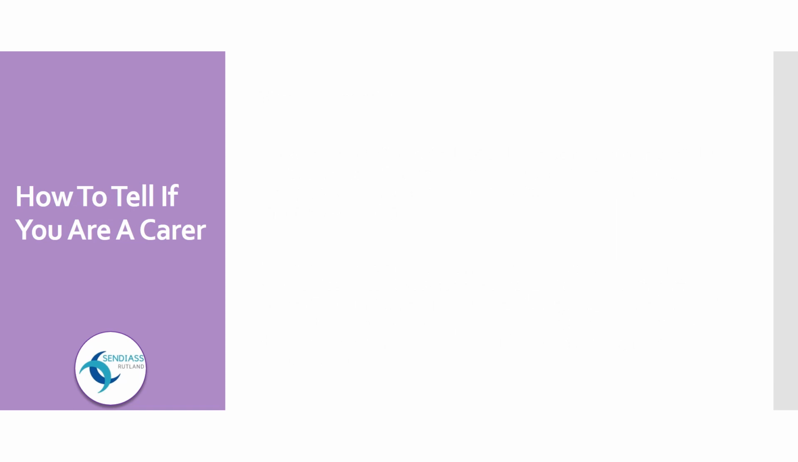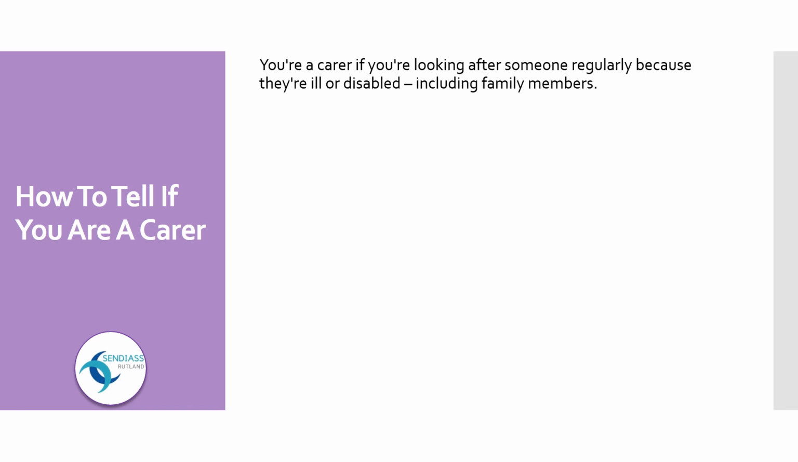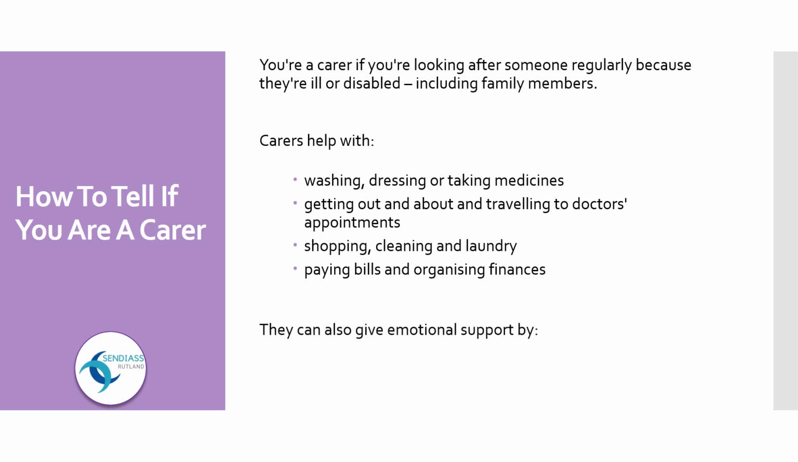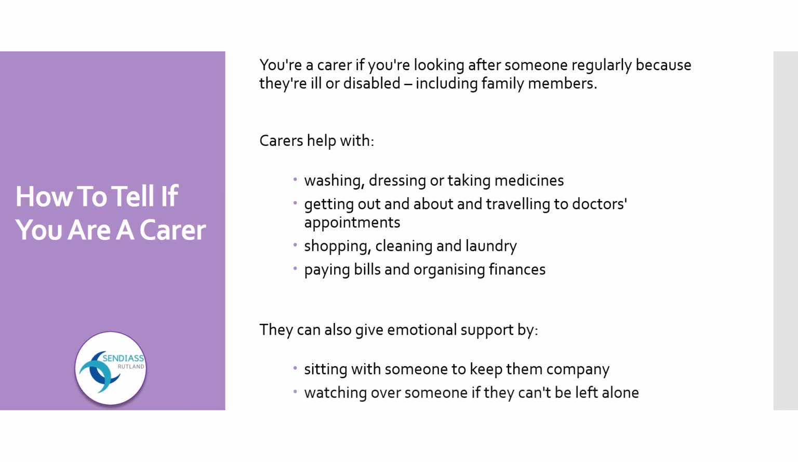How to tell if you are a carer. You're a carer if you're looking after someone regularly because they're ill or disabled, including family members. Carers help with washing, dressing, or taking medicines, getting out and about and travelling to doctor's appointments, shopping, cleaning and laundry, paying bills and organising finances. They can also give emotional support by sitting with someone to keep them company, and watching over someone if they can't be left alone.